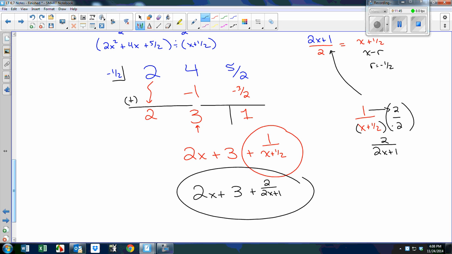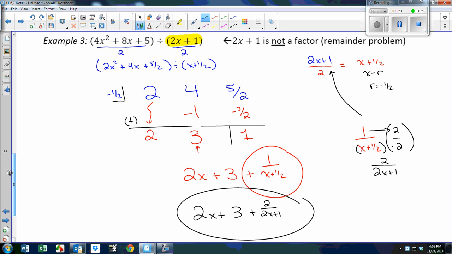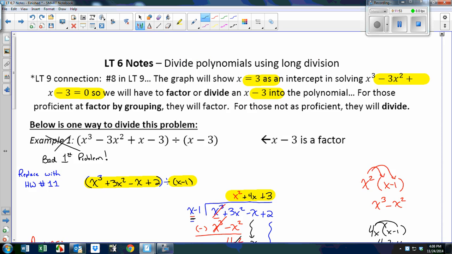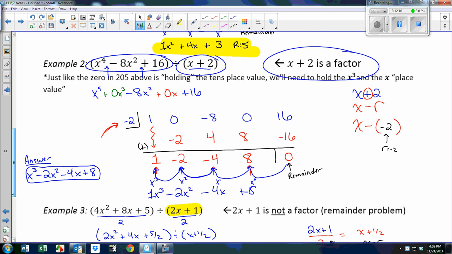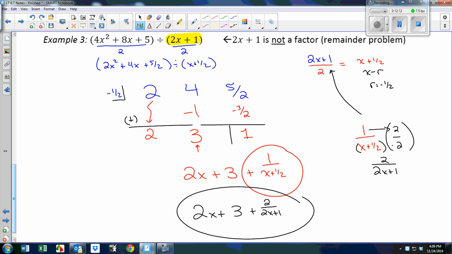As you can see, there's a lot to remember and a lot to do when you're using synthetic this way, when there's a lot less to do when you use long division to divide by 2x plus 1. So for what it's worth, that's my recommendation. If you're dividing by anything that has a number in front of x other than 1, then you need to use long division. All right, so that will do it for the synthetic division note.